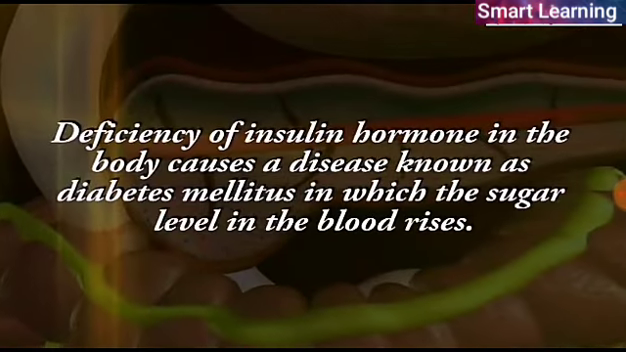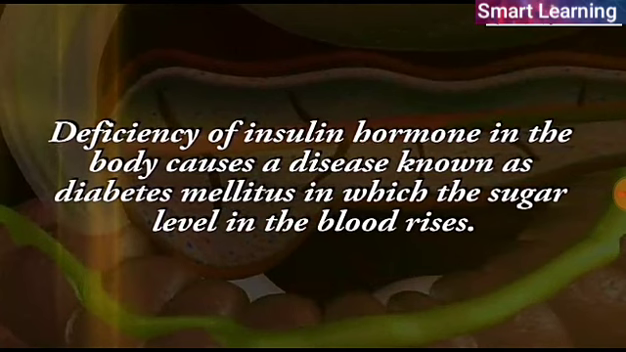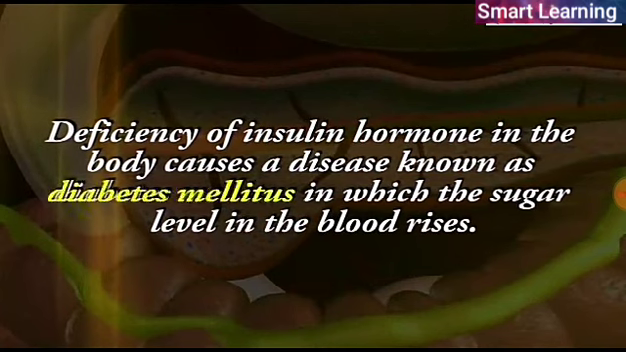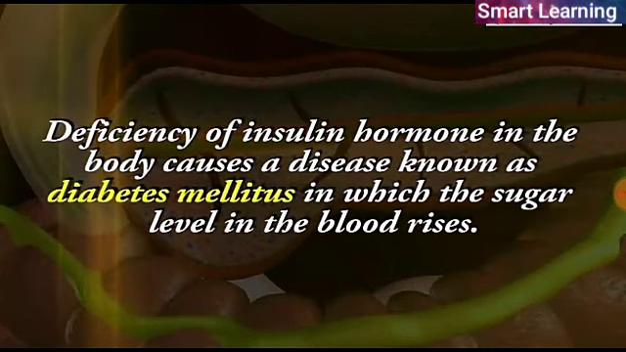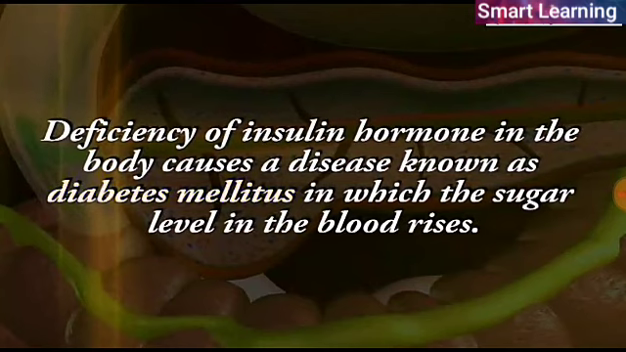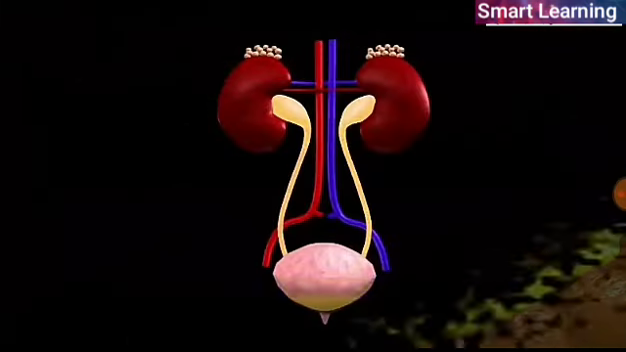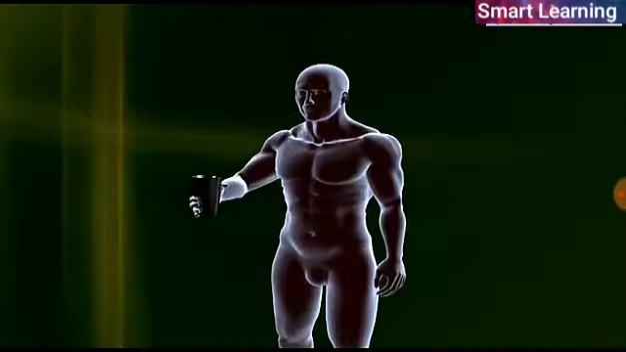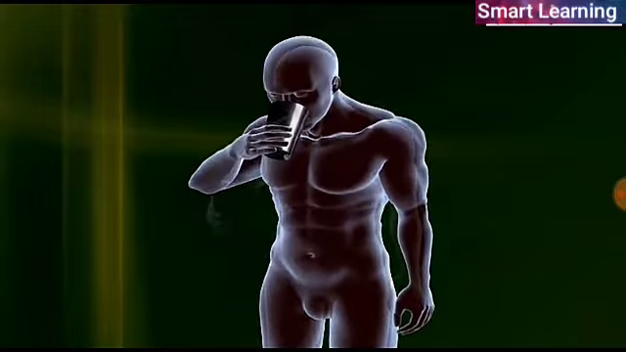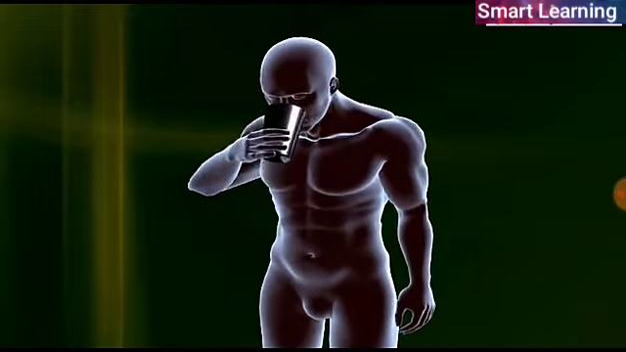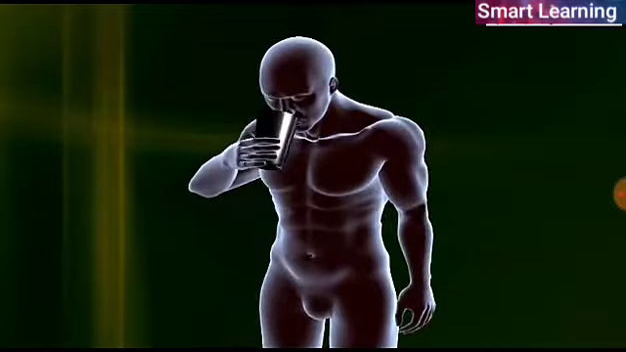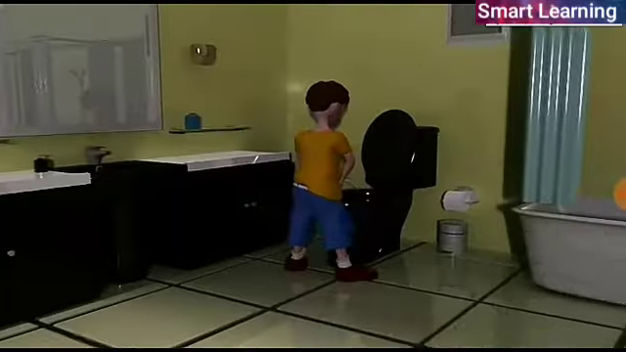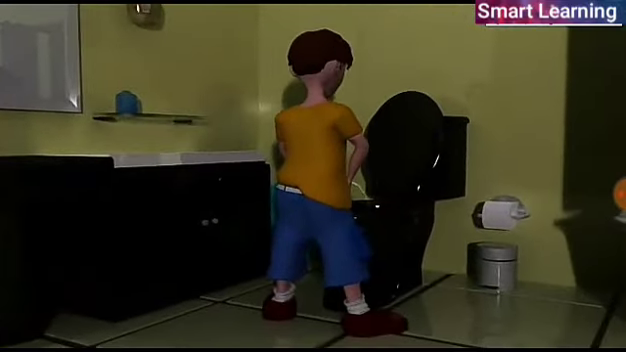Deficiency of insulin hormone in the body causes a disease known as diabetes mellitus, in which the sugar level in the blood rises. In this disease, the patient excretes sugar or glucose in urine, feels excessive thirst, and also does excessive urination.